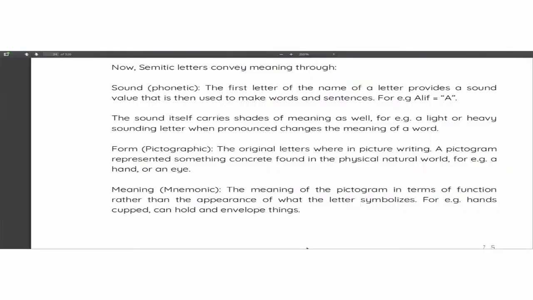Form, pictographic. The original letters were in picture writing. A pictogram represented something concrete found in the physical natural world, for example, a hand or an eye. Meaning, mnemonic. The meaning of the pictogram in terms of function rather than the appearance of what the letter symbolizes. For example, hands cupped can hold and envelop things.